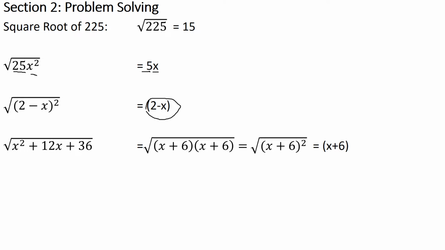Now this one looks hard, but it really isn't. This is x squared plus 12x plus 36. I'm going to write this as a couple of binomials that we'd factor. x plus 6 times x plus 6, we use FOIL: x squared plus 12x plus 36. And this can be rewritten as x plus 6 squared. Well, the square root of something squared is itself. So it's simply x plus 6.